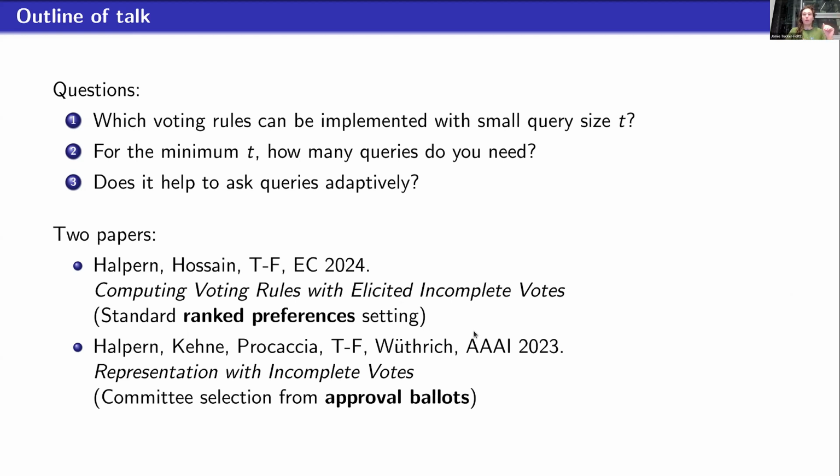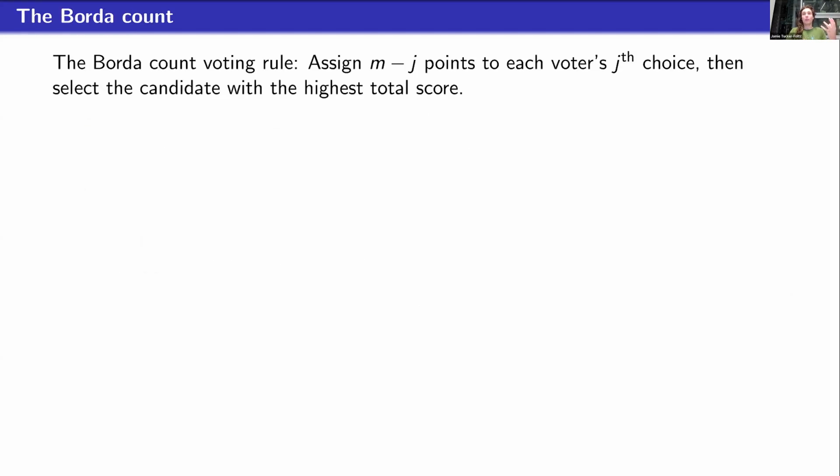I'm going to jump into the ranked preferences now. Okay, so let me start with an example of a rule that we can compute with a very small query size, and that's called the Borda count. And so this is a voting rule. This selects a winning candidate from the list of complete preferences, and it assigns m minus j points to each voter's jth choice, and then selects the candidate with the highest total score.